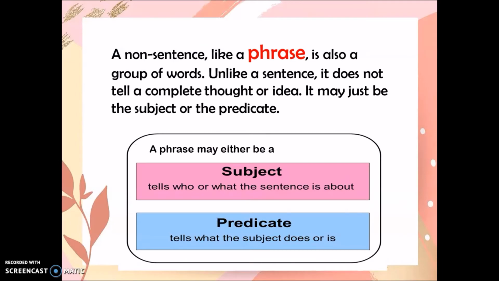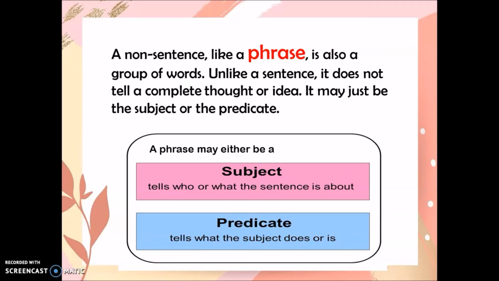Moving on, we also have a non-sentence, and that we call a phrase. It is also a group of words, but unlike a sentence, it does not tell a complete thought or idea, meaning it is not complete. It may just be a subject or it may be a predicate. A subject tells who or what the sentence is about, and a predicate tells what the subject does or is.